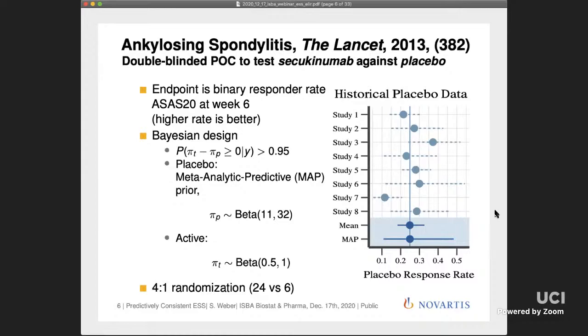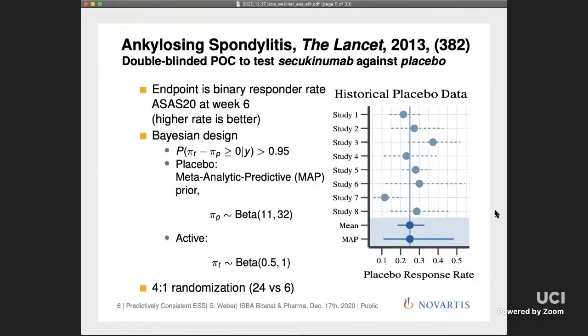So the trial had a pre-specified success criterion that one wanted to see that the response rate in the treatment group exceeds for sure the response rate in the placebo group.